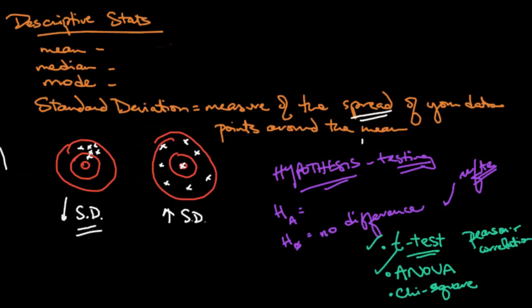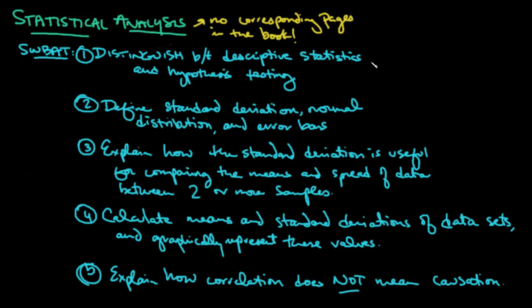Let's go back to the objectives list. So what we've done, I hope, is been able to distinguish between descriptive statistics and hypothesis testing. And we have defined standard deviation, but we need to talk a little bit about normal distributions and error bars. So normal distributions are maybe what you've known as a bell curve.